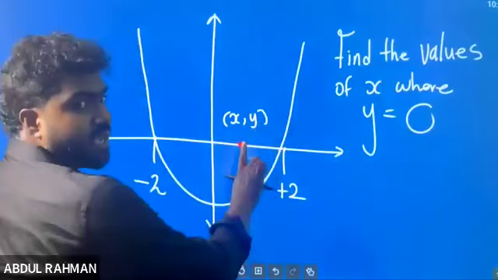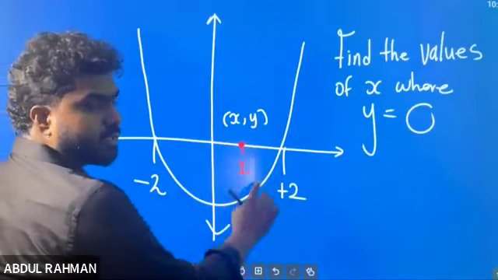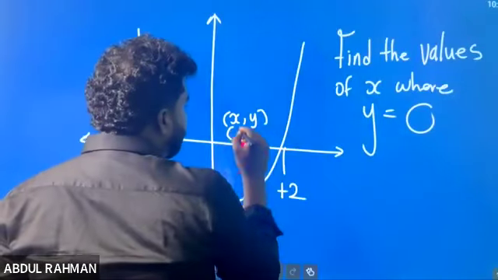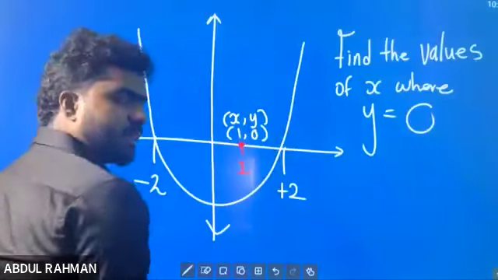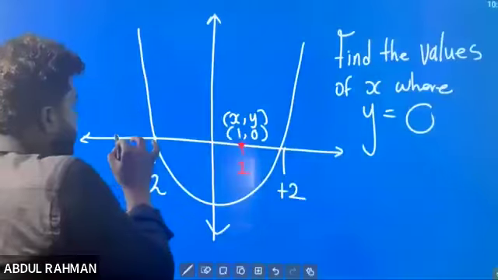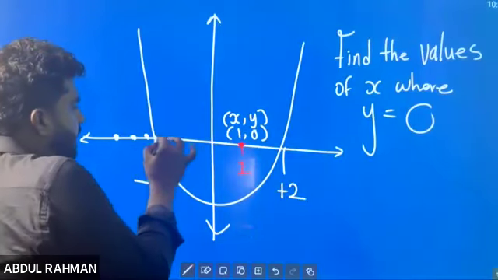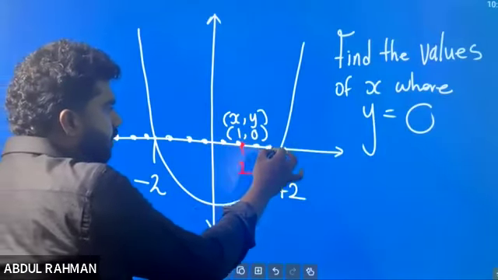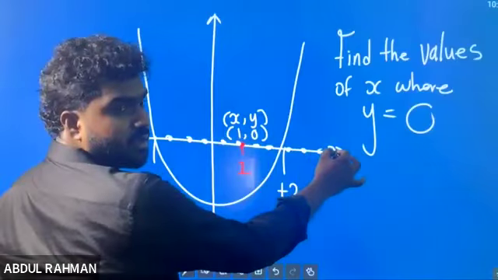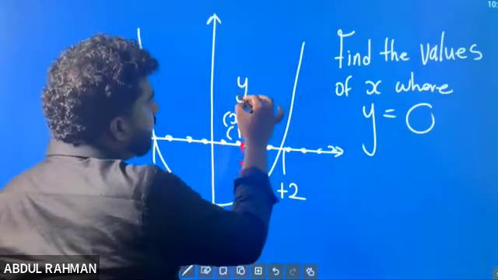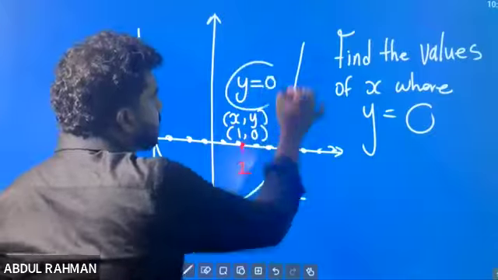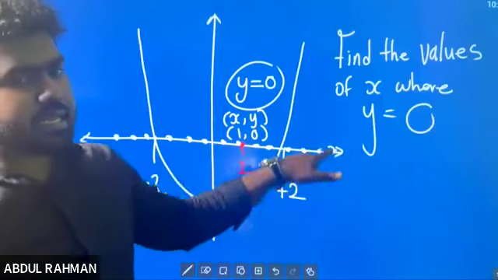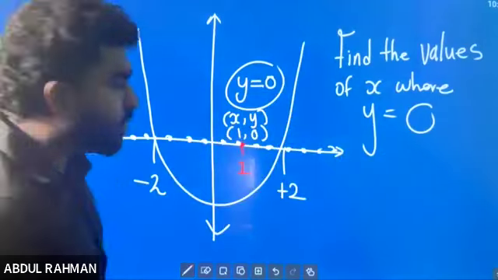On the x direction, I have moved one unit. Have I moved in the y direction? No. That means it is (1, 0). That means any point that I will be taking on the x-axis, what will be the value of y? Y will be equal to 0. Any point that I take on the x-axis, y will be equal to 0.